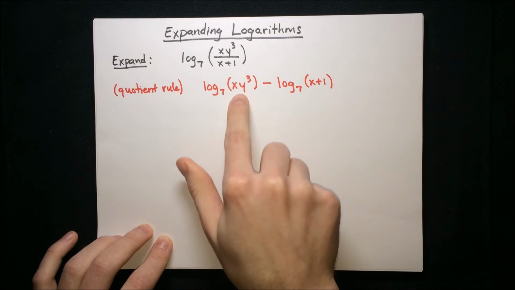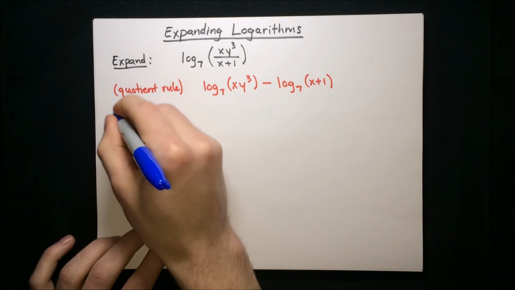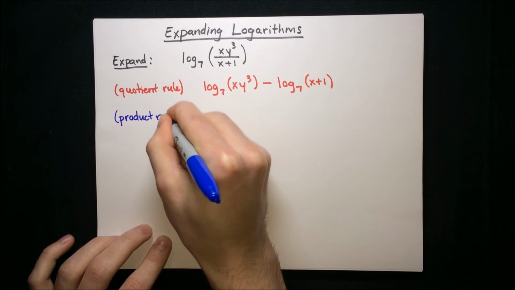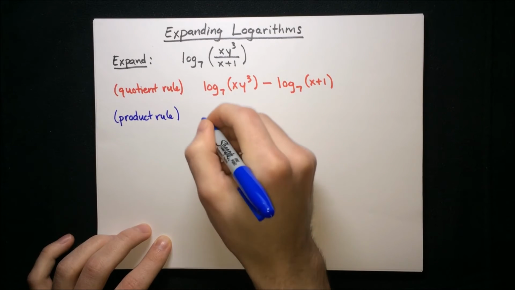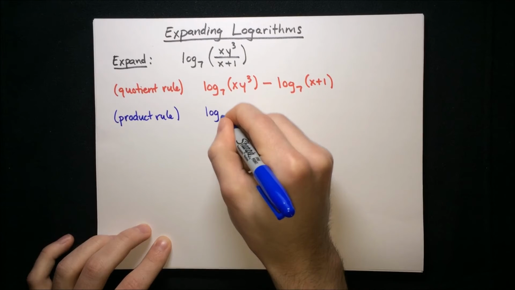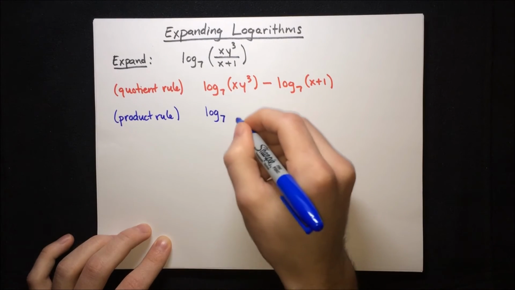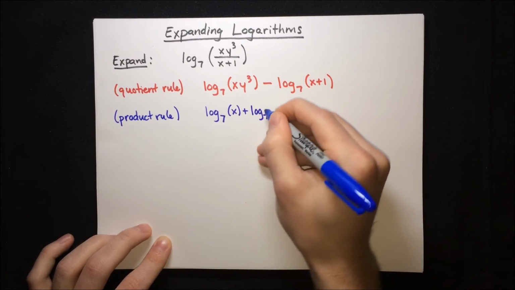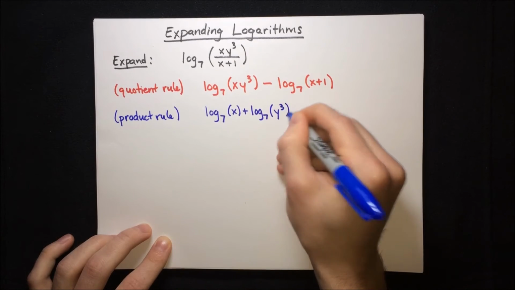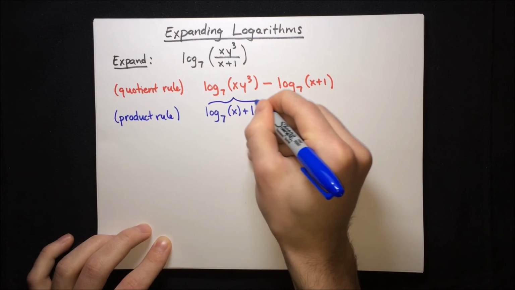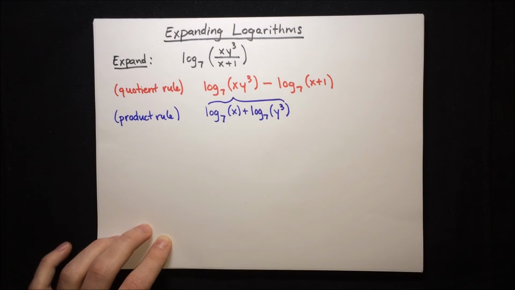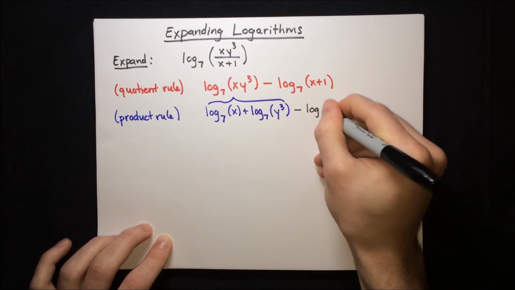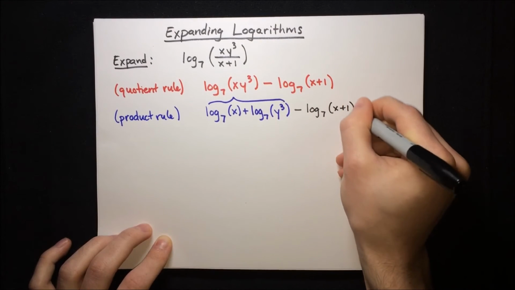And now this is a product inside of the logarithm, so we can use the product rule to expand out that product. So we get log 7 of x plus log 7 of y cubed. And then we've still got our minus log 7 of x plus 1 at the end.